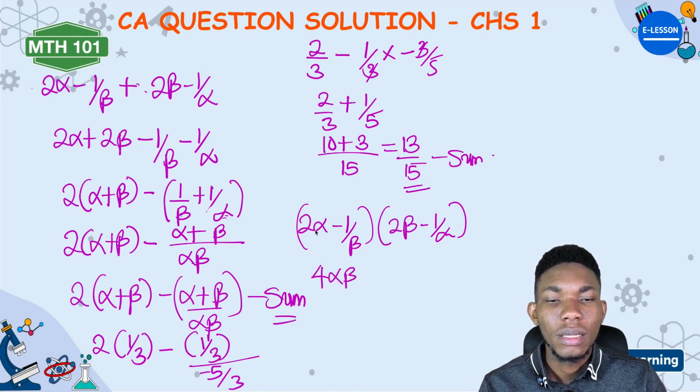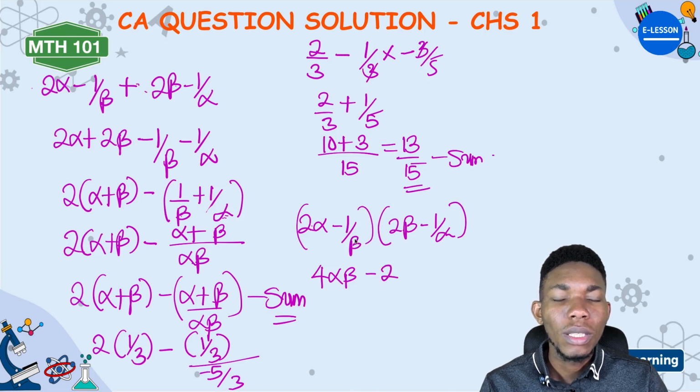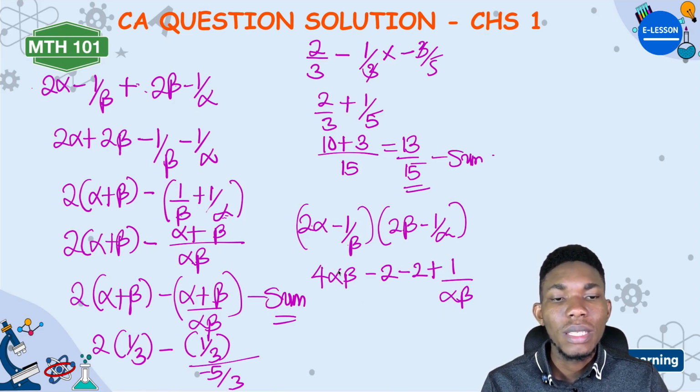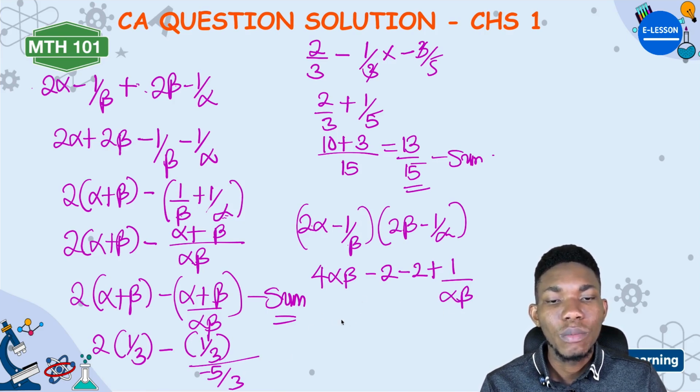2 alpha times minus 1 over alpha. The alpha here will cancel the alpha. So 2 times 1 will give us minus 2. This one, minus 1 over beta times 2 beta, that will give us minus 2 also. Minus times minus will give us positive. 1 times 1 will give us 1. Beta times alpha will give us what? Alpha beta. So these are our products. Now, what is alpha beta? Minus 5 over 3. Put it into this equation.